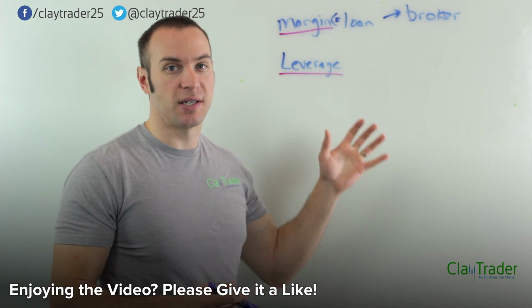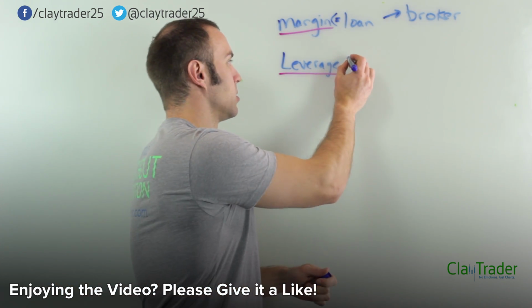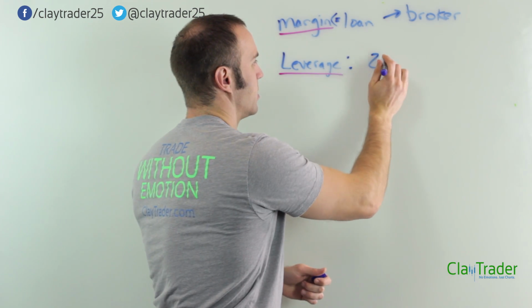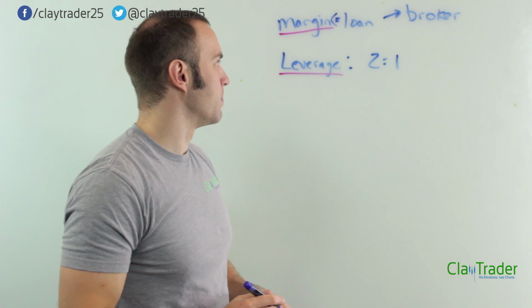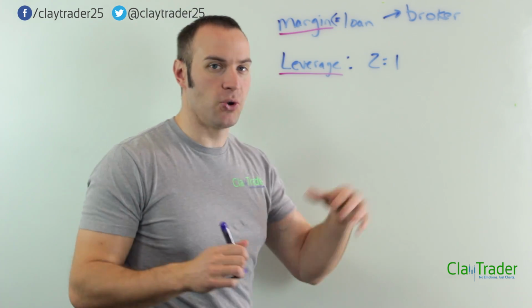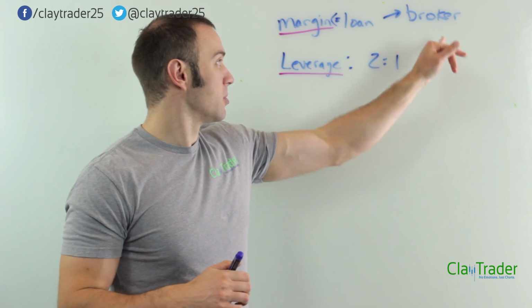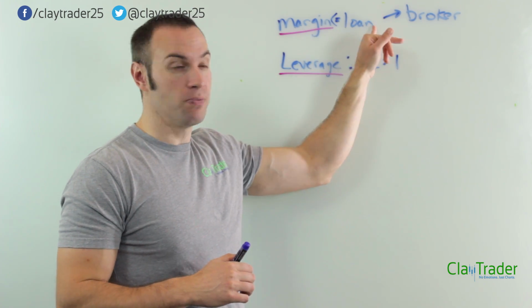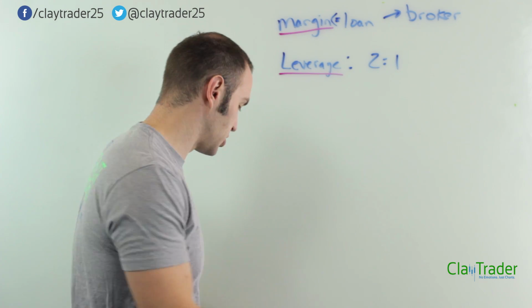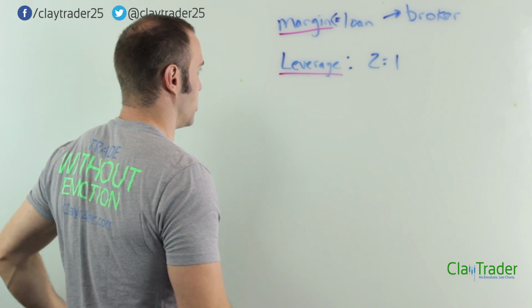And in most cases, this is denoted as a ratio. So 2 to 1. What does that mean? 2 to 1 just basically means for every dollar that you have in your account, your broker is willing to loan you, because you have a margin account, $2. So let's just assign some real practical numbers to this.